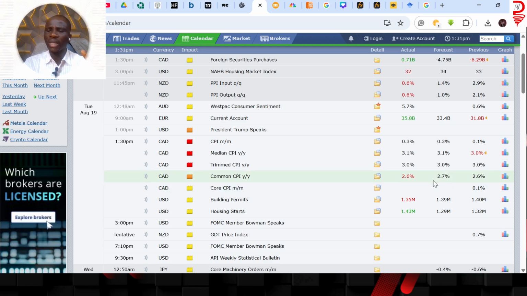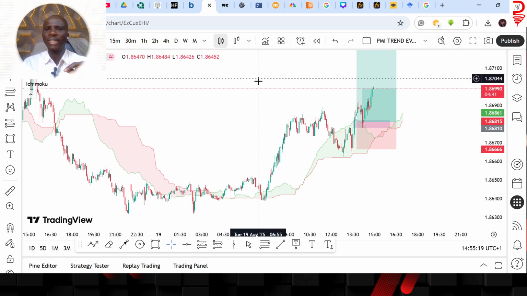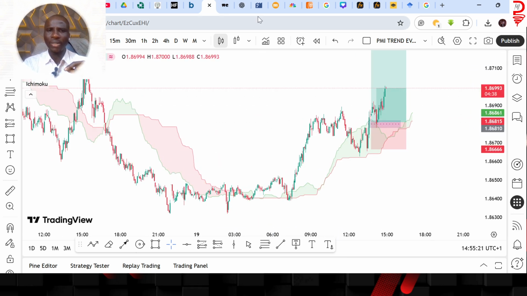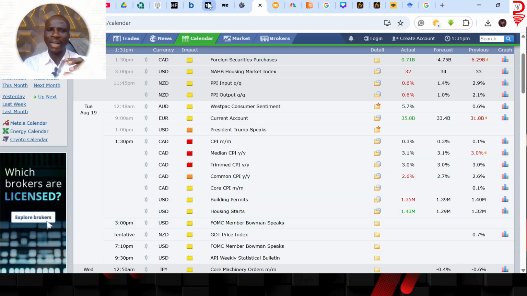The only one that caught our attention is the common CPI year on year. Of course, the projection was that the CPI is going to increase, which means that the Canadian dollar is expected to have higher inflation based on the common CPI year on year. However, the actual is lesser than the projection. And this is why we now want to trade the GBP CAD. The implication of this news release is that the Canadian dollar is going to be weak.